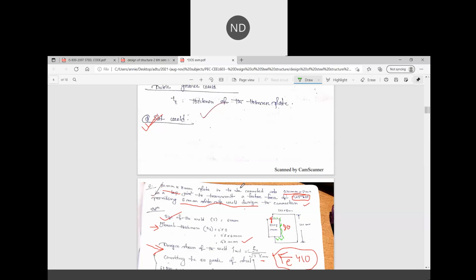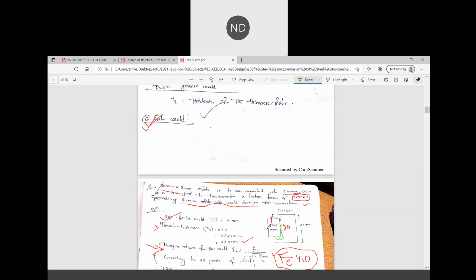Okay, but in your question it is not mentioned how much the length of the weld is, because if you move this plate a little bit to the right-hand side, then obviously this is going to increase and this is going to increase, so your length will increase.